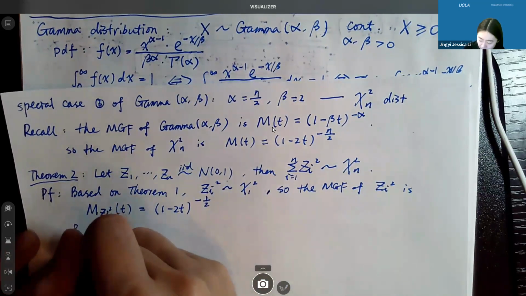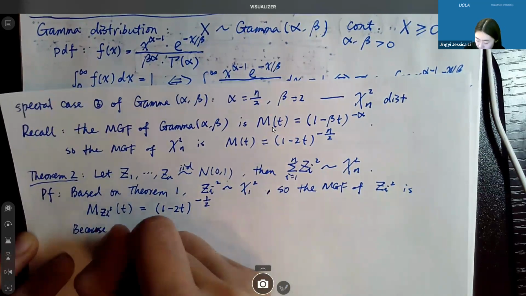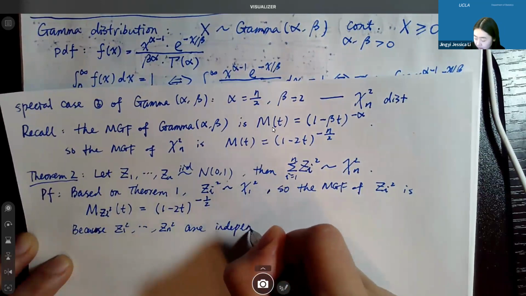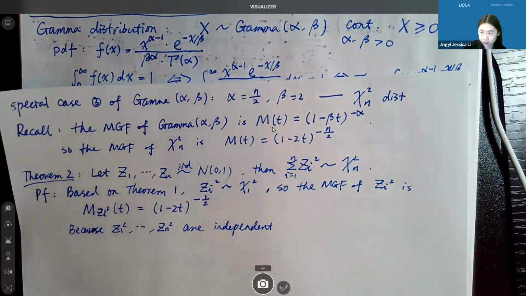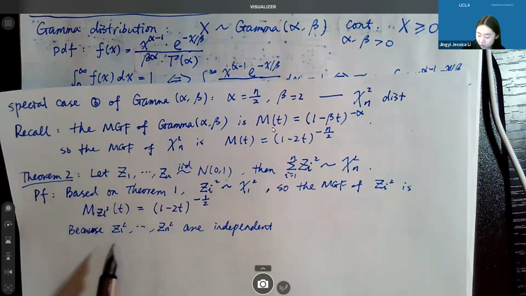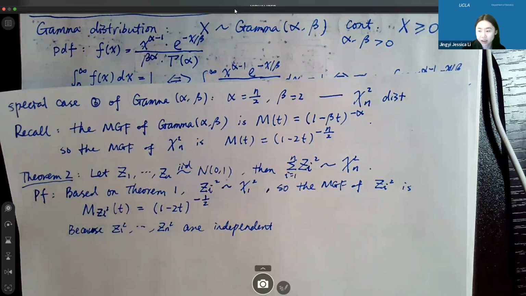Now, Z1 squared to Zn squared are independent, and this independence is from the fact that Z1 to Zn are independent. Therefore, if we square each, their squares are still independent. This can be understood from the definition of independence. Independence means that whatever value Z1 takes, the distribution of Z2 to Zn will not be affected. So putting it in the square form, no matter what value Z1 squared takes, the distribution of Z2 squared to Zn squared will not be affected. So by the definition, we can carry over the independence.